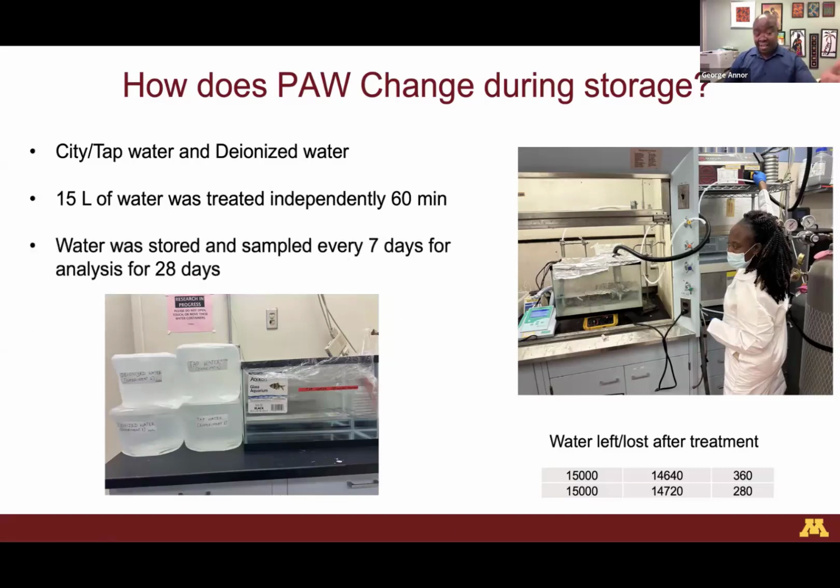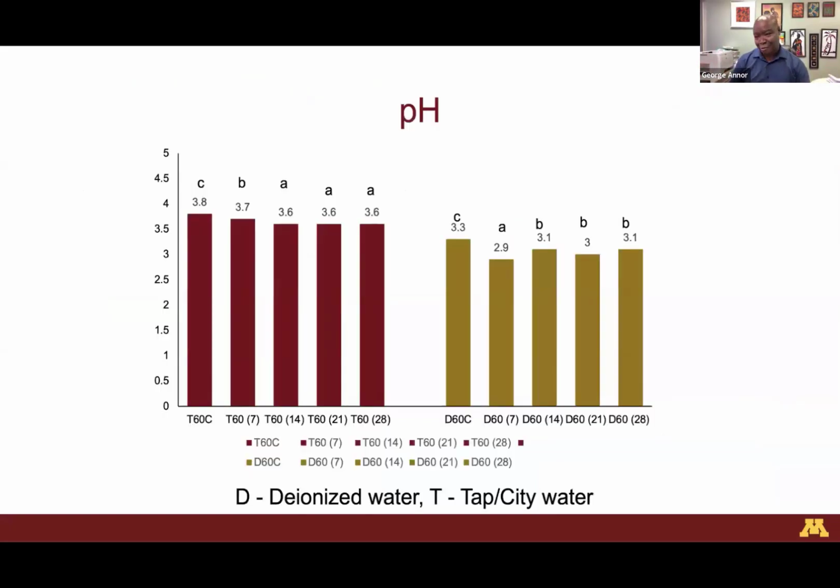You can get these from Cole-Parmer, and we left them out just to see whether they would change. The water was sampled every 7 days. We went all the way to 28 days, so for about a month, just to be sure of what is happening. We could go beyond that, but a month, I think, was okay for us. And this is what we found. PAW treated to a pH of 3.8, even after 1 month, was still around 3.6. So that water is still functionalized, even after 1 month.